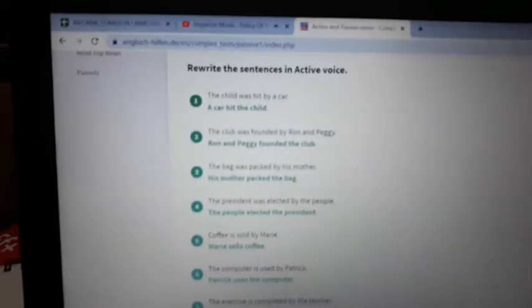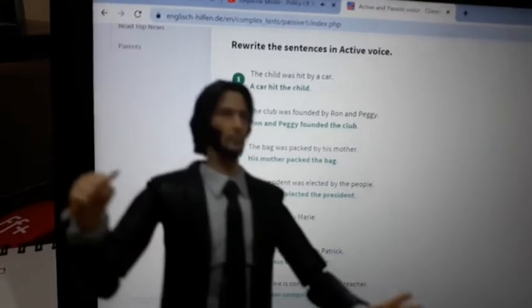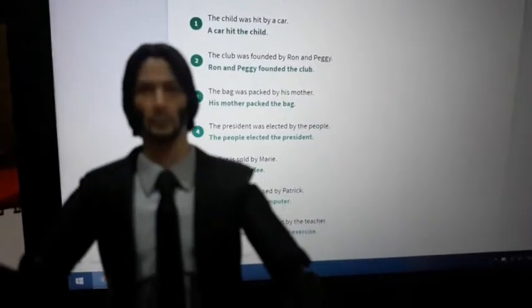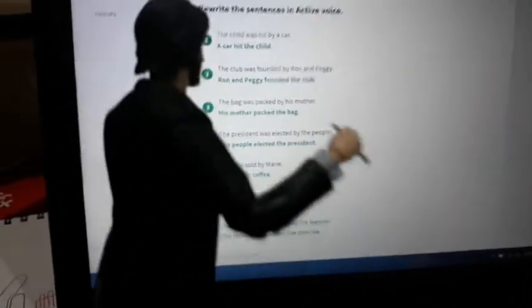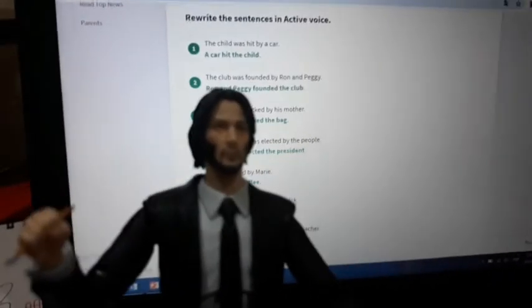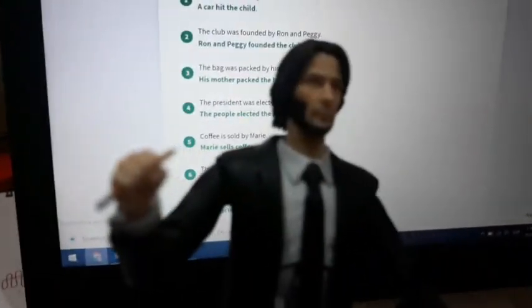The exercise here says rewrite the sentences in active voice. Basically, it's the opposite from the exercise that you did previously in the reading, to change a sentence from active voice into passive. In this case, it's the opposite. It's to change a sentence that is in passive voice, object, to be, verb, into active voice, subject, verb, and the object. Number 1, let's see.